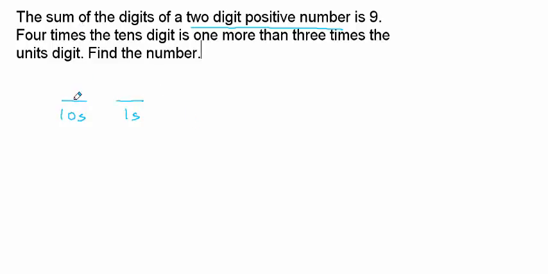It's given that the sum of the digits is 9. So let's say the number is x on the tens digit and a y on the ones digit. So it's given that x plus y is equal to 9. 4 times the tens digit, or 4 times x, is 1 plus 3 times the units digit, 3y. These are our two equations, equation 1 and equation 2.